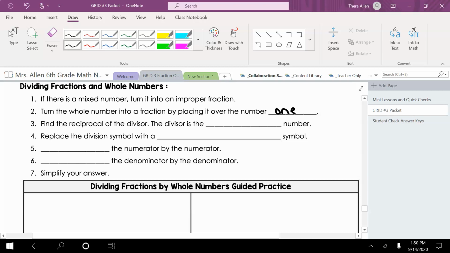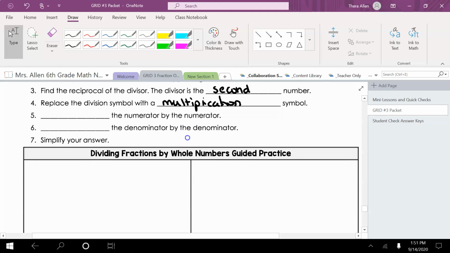Find the reciprocal of the divisor. The divisor is the second number in the problem. Replace the division symbol with a multiplication symbol or multiplication sign. And then remember, we must multiply the numerator by the numerator and multiply the denominator by the denominator.